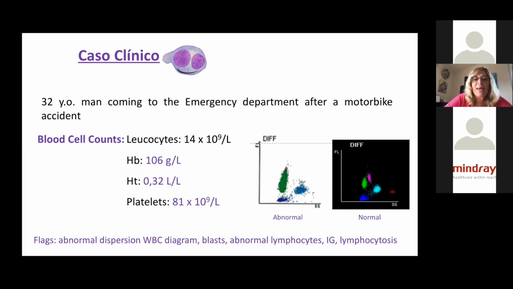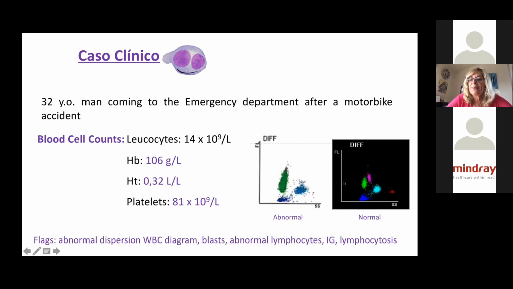So he came to the hospital by chance because of a motorbike accident. But when we observe the blood cell counts, you can see that the hemoglobin is a little bit low and the platelet counts are also low. The graph shows an abnormal population on the left.